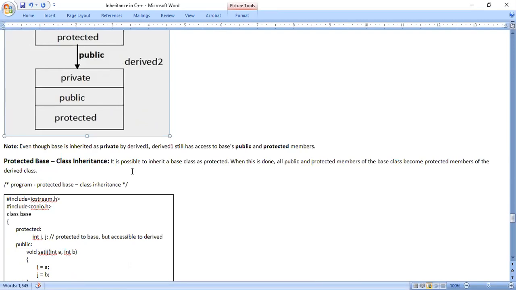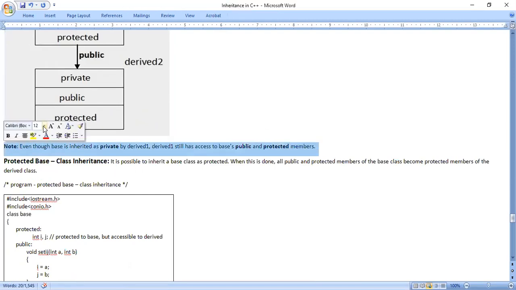Now, see, they have given a note here. So we'll see what that is.